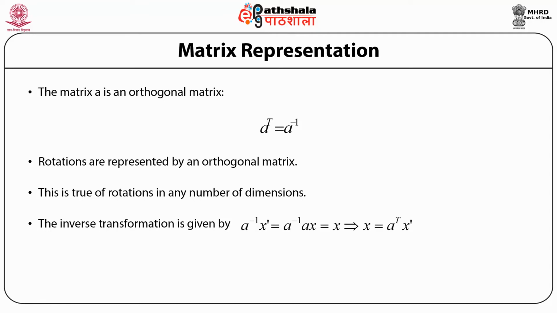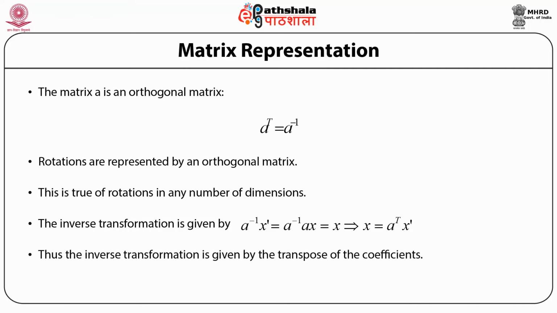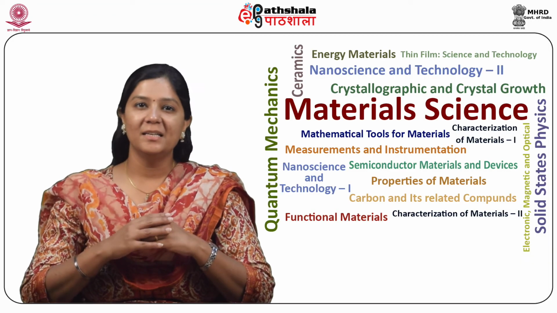The inverse transformation is given by A inverse x dash equals A inverse A x equals x, which implies that x equals A transpose x dash. Thus, the inverse transformation is given by the transpose of the coefficient matrix. Now let us see rotations and tensors.